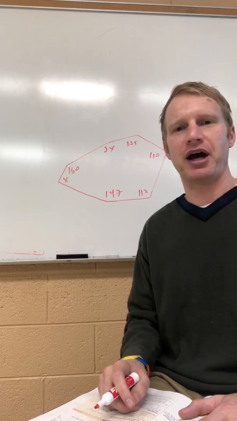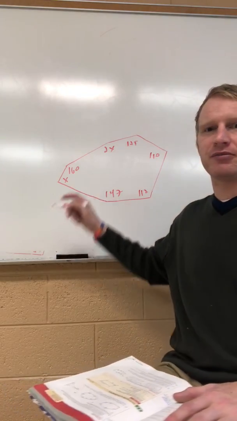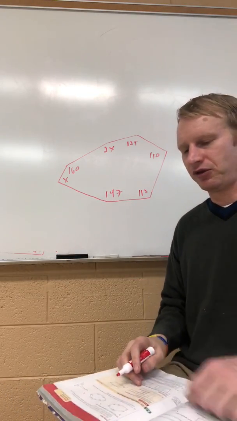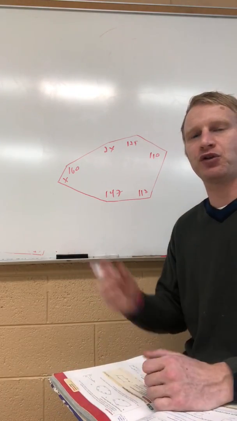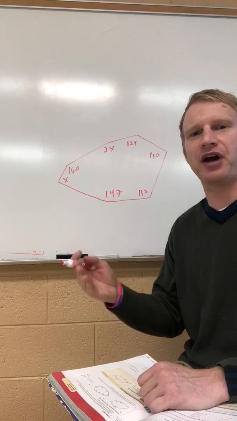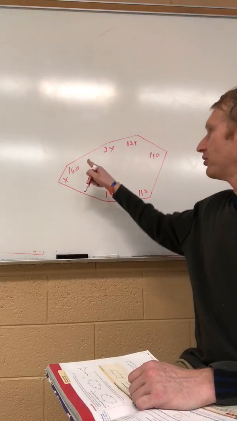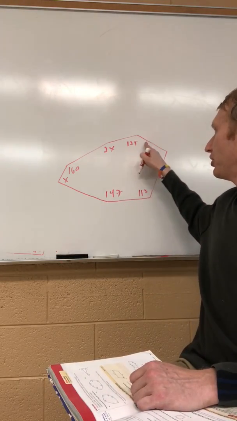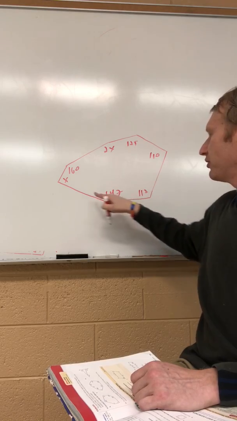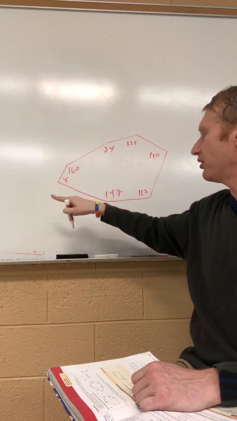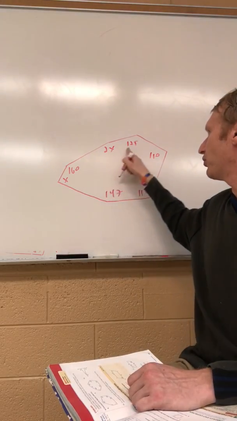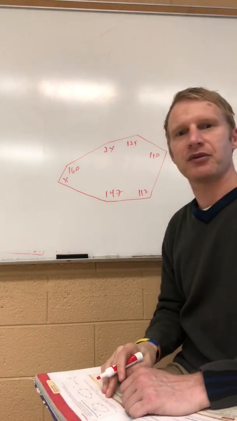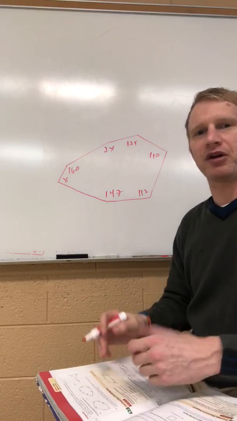All right, number 9, I have the diagram up on the board. We're simply asked to find the value of x. First question we want to ask ourselves is how many sides does the polygon have? 1, 2, 3, 4, 5, 6, 7, right? 7 sides and a total of 7 angles. All right, and we want to solve for x.